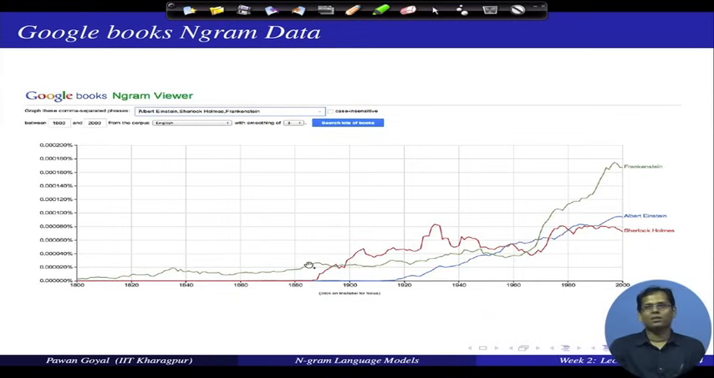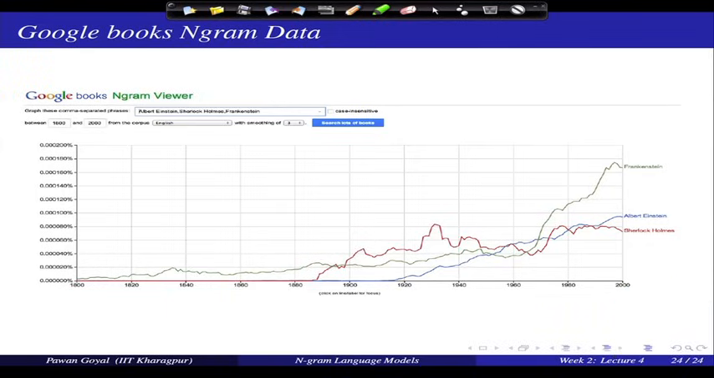Frankenstein was probably there in the novels even before that. Even from 1800 you find the occurrence of Frankenstein. That keeps on increasing, and by 2000 it's much more than Albert Einstein and Sherlock Holmes. Albert Einstein started getting popular in the data around the 1970s. That's where most of the discoveries happened and it came into the books, and at some point of time it became more popular than even Sherlock Holmes. So you can do a nice analysis of what kind of words came into the language, at what times, and how their popularity changed over the years by using this kind of data.